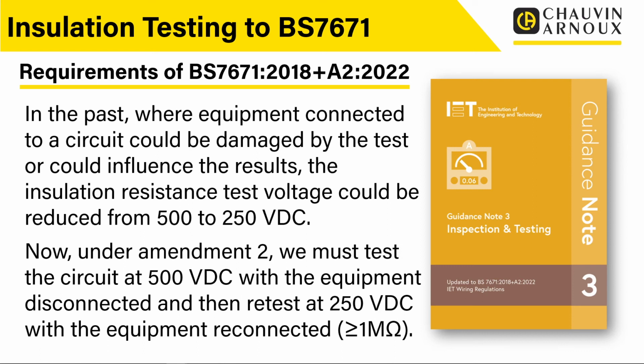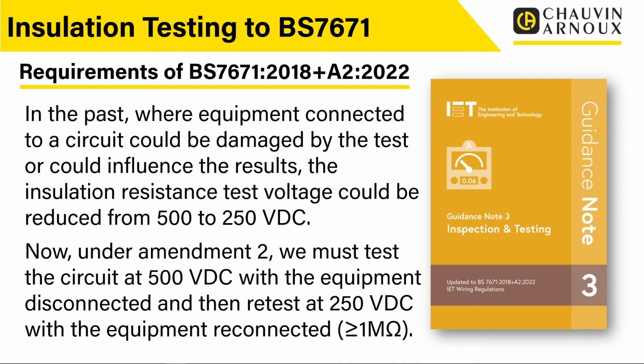So in the past, where equipment could be damaged by the test, or the other option is it could influence the test results. Something like a neon light, for example, on a cooker switch, can't be damaged by the test, but it may influence the results. It may cause the insulation resistance to appear lower than it actually is. So there's two things there. One, equipment could be damaged by the test, or two, we could have equipment there that's going to influence the results and make it appear lower than it actually is.